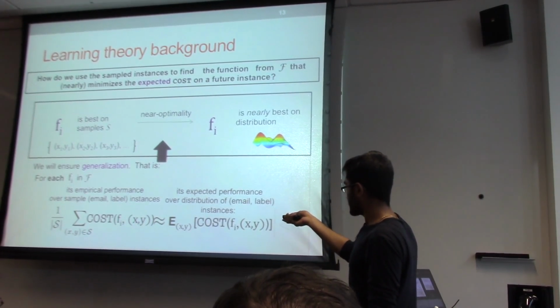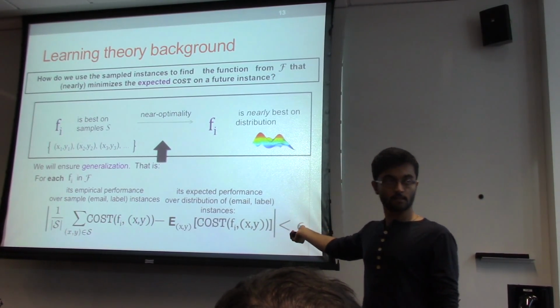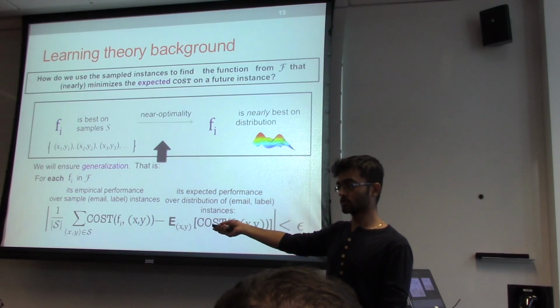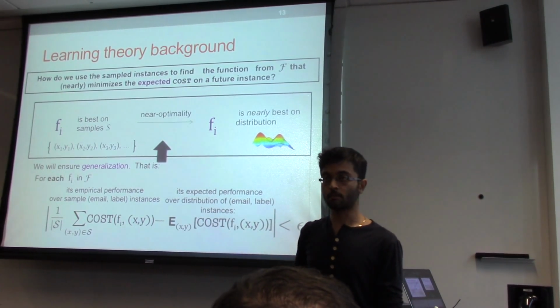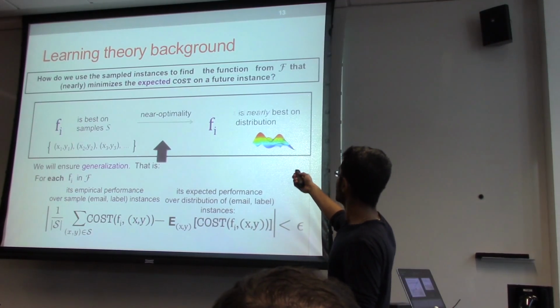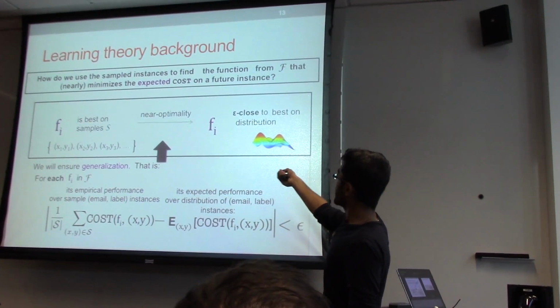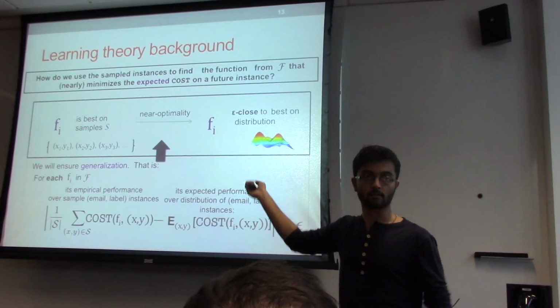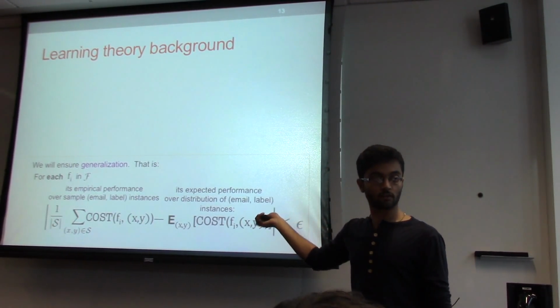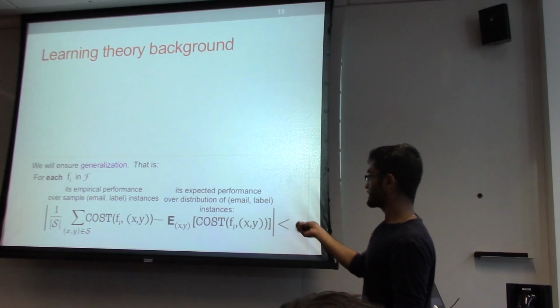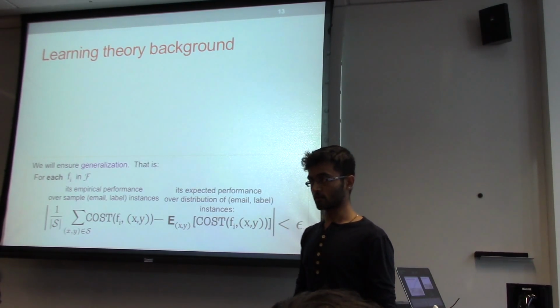So let me make this a little more formal by introducing an epsilon parameter, which is used to quantify how much generalization is happening. So if this were to be true, then this is true. My near optimality can also be quantified in terms of epsilon. So for now, let me forget that part. Let's just focus on this question, and let's see how learning theory answers this.